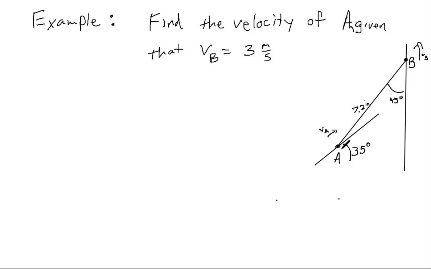So when I show you the picture, you'll get a better view. But the idea is that link AB, or rod AB, is a fixed object. And as B goes up the board, A is dragged along a plane with a slope of 35 degrees. At the instant we're talking about, the angle here is 45 degrees. The length between A and B is 7.2 inches. So we want VA.